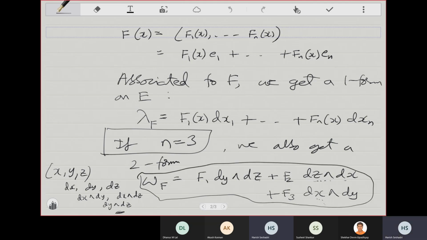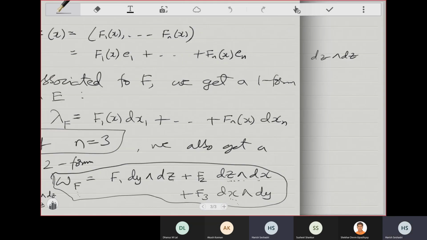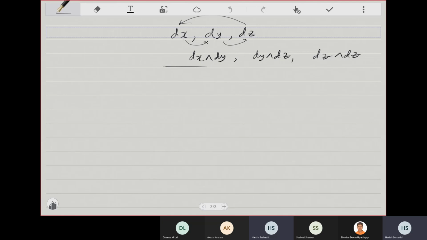Of course, there is some choice involved here. For example, I could have defined another form. Instead of going this way, I could have put F2 dx wedge dz. That's also a valid 2 form. But this way of writing it is special.